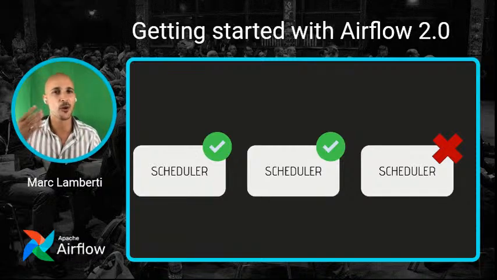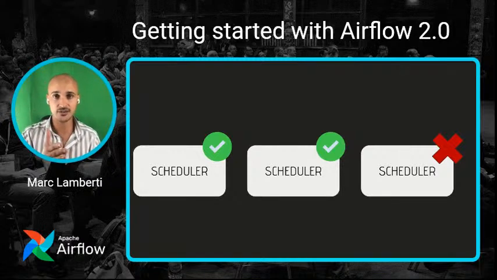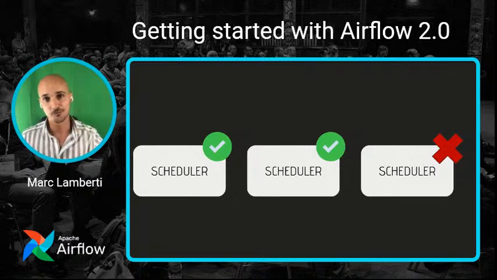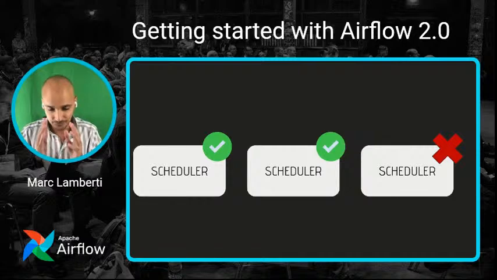Also, if you want to apply some updates to your schedulers, you can do that one at a time. So basically, you will shut down the first scheduler, then update it, and then you will run it again, then go to the second scheduler, shut it down, put your patch, and then run it again, and so on. So this is the rolling updates, and you can do this right now because the scheduler is highly available.